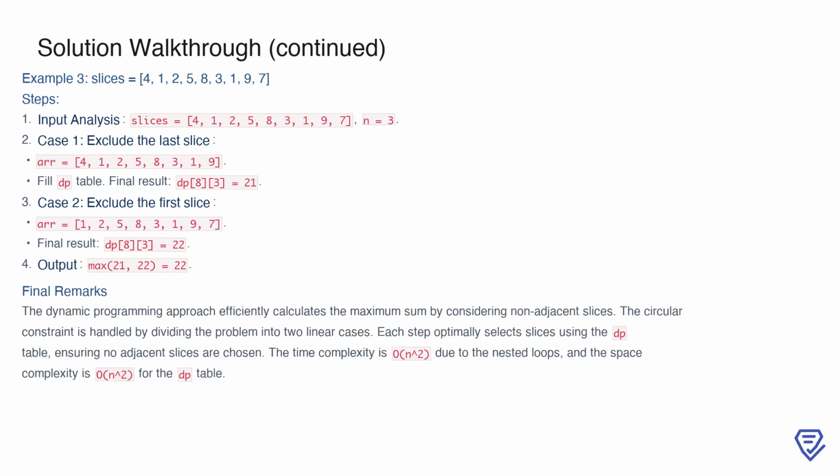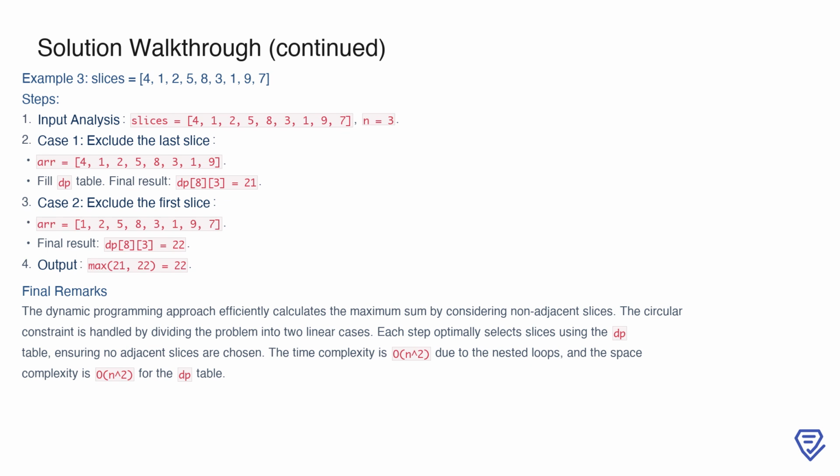Finally, in a third example, we use the array 4, 1, 2, 5, 8, 3, 1, 9, 7 with n equal to 3. In the first case, we exclude the last slice, working with 4, 1, 2, 5, 8, 3, 1, 9. After filling the dp table, the maximum sum for this case is dp[8][3] equals 21. In the second case, we exclude the first slice, using 1, 2, 5, 8, 3, 1, 9, 7. The result for this case is dp[8][3] equals 22. Comparing the two scenarios, the maximum sum is 22.